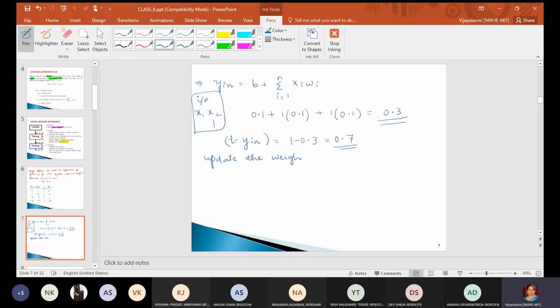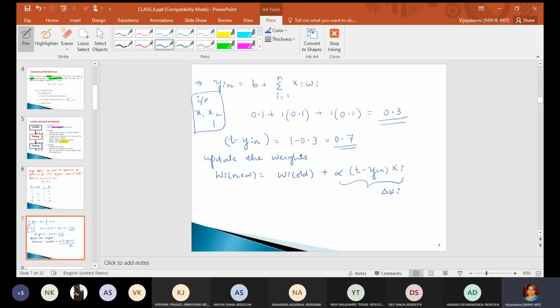If you have any doubts, if you are not following, please ask. So now how do we update? Wi new is equal to Wi old plus, I have told you, the change in weight, that is alpha into t minus y in into xi. Okay, this is the expression. This is normally called the change in weight.